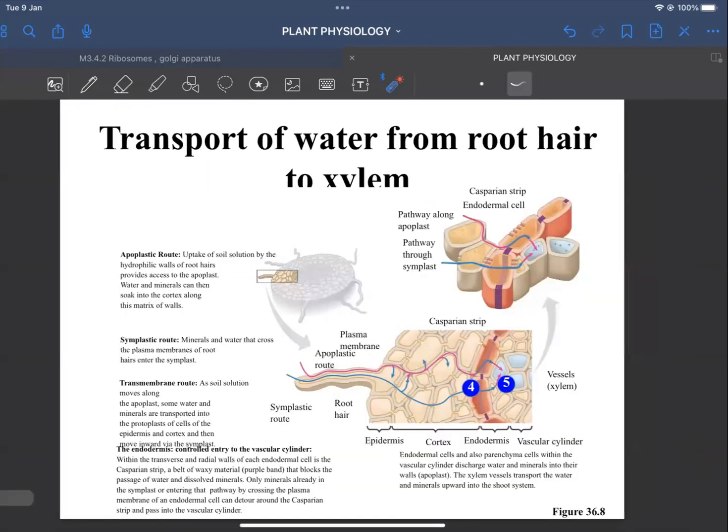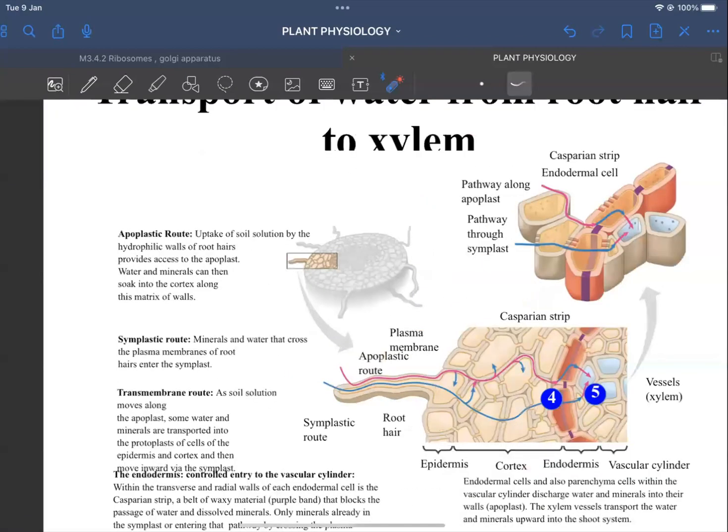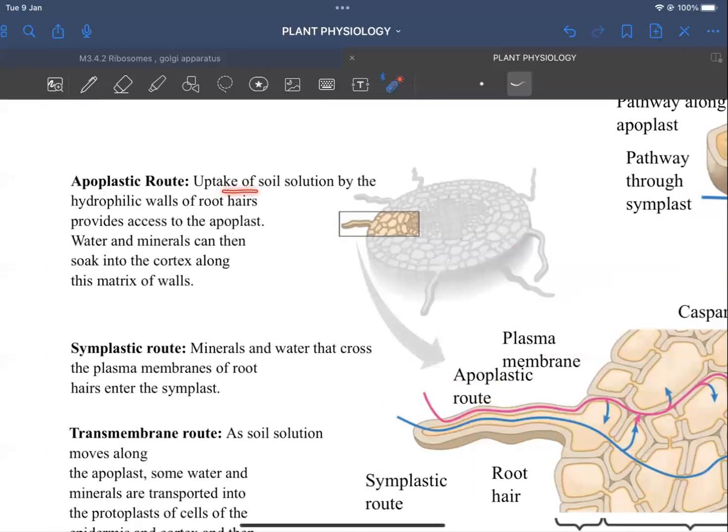Okay, so the transport of water from root to xylem. The apoplastic route is the uptake of soil solution by the hydrophilic wall of the root hair. The root hair has a higher affinity towards the water molecule, so the water molecule is going to be easily diffused in through the osmosis process, providing access to the apoplast. Water and minerals can then soak into the cortex along the matrix of the wall.